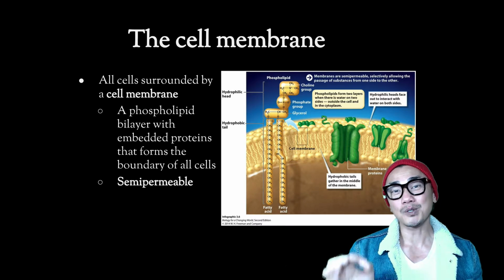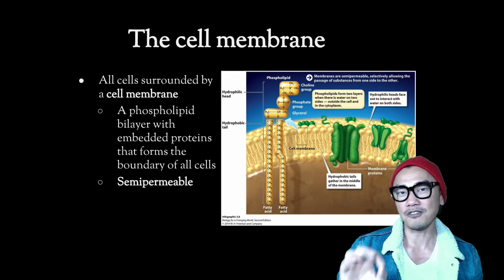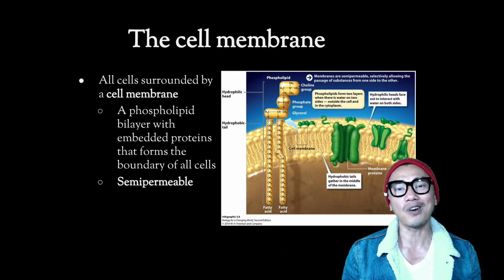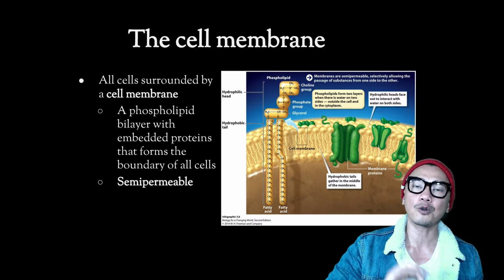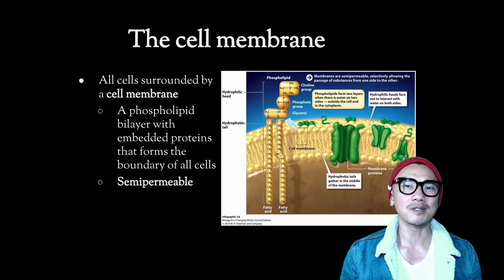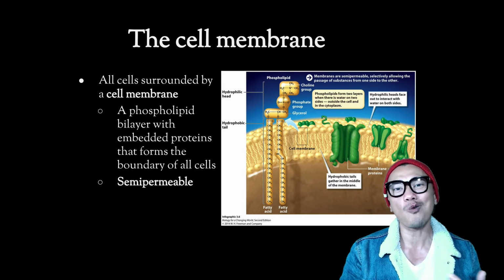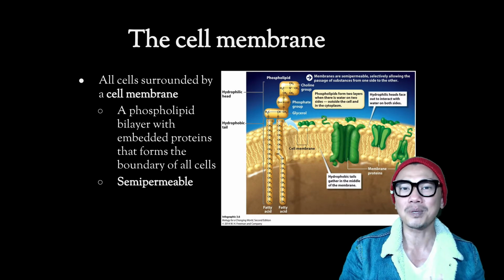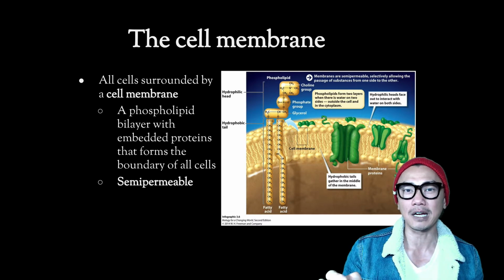Remember that all cells are surrounded by a cell membrane. The cell membrane is made up of a phospholipid bilayer with embedded proteins that form the boundary of all cells. Phospholipids are molecules with a phosphorus or phosphate component and a lipid component. Remember that lipids are biological molecules that include things like fats, oils, waxes, and steroids. The cell membrane is a bilayer because it has an outer phospholipid layer and an inner phospholipid layer.